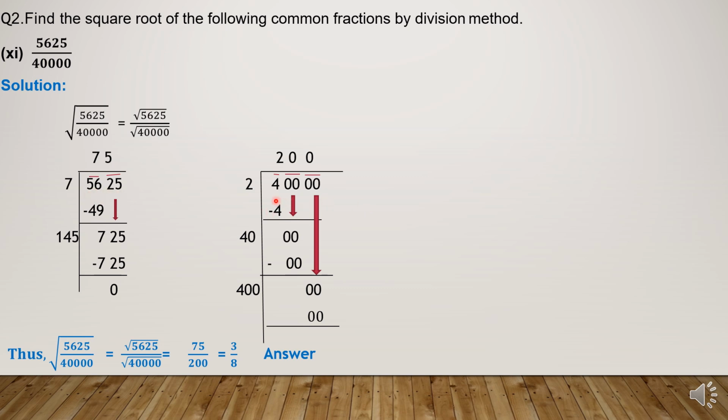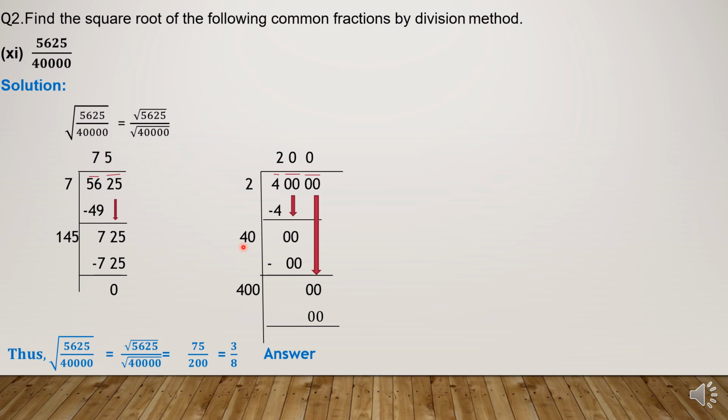Similarly, make the pairs of 40,000 from the back of the number, or from right to left. This is the first pair, this is second, and this is the last one. In the last pair you have a single digit 4. So select here a divisor so that it multiplies itself, and you get a number that is smaller than or equal to this first pair. 2 2s are 4. 4 minus 4 is nothing. The complete pair will come down, that is 00.